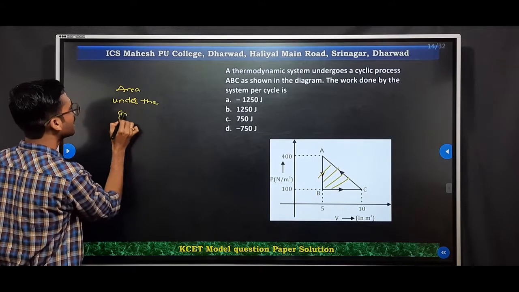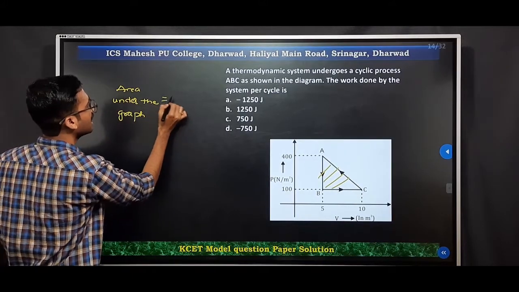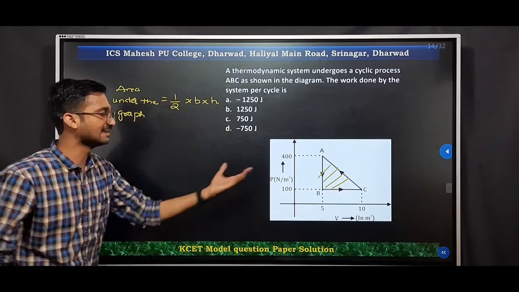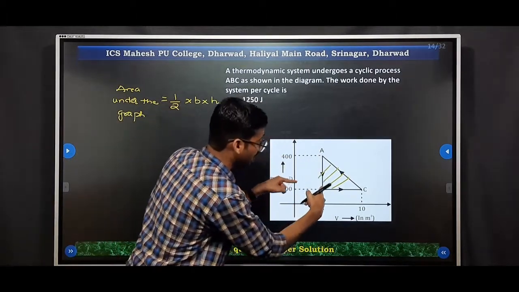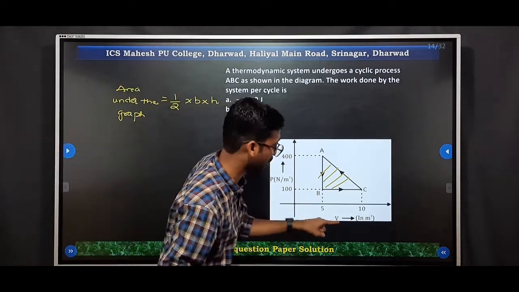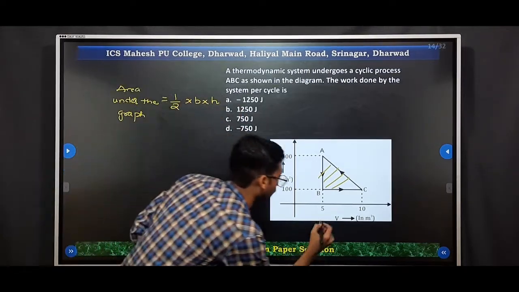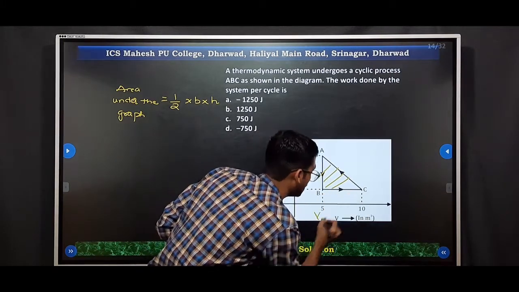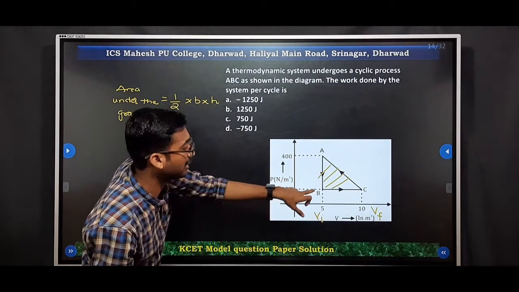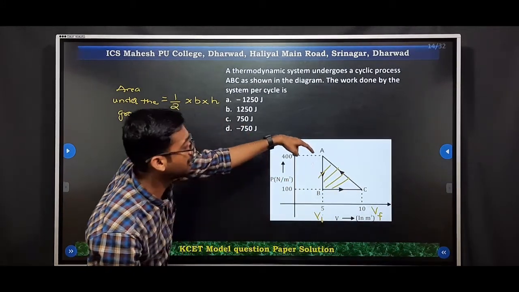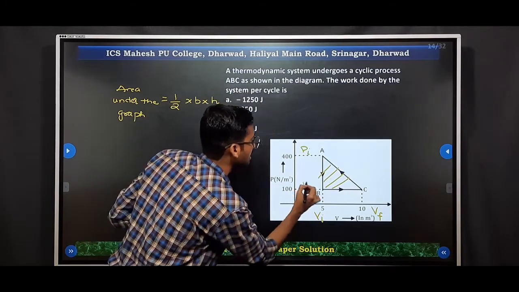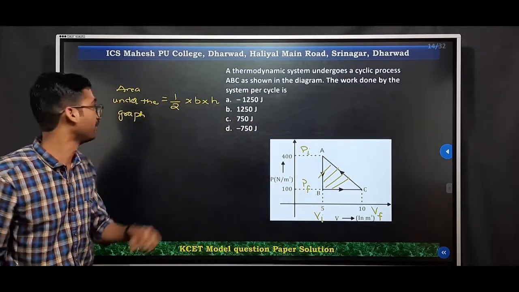Area under the graph is given by half of base into height. Here, check out the arrow mark, that is very important. Here we have pressure, and here we have volume. Therefore, this one is the initial volume and this one is the final volume, because the arrow runs from B to C. Here it is from A to B. Therefore, this one is the initial pressure and this one is the final pressure.